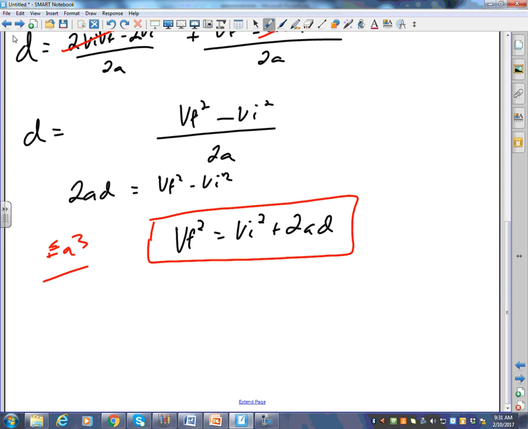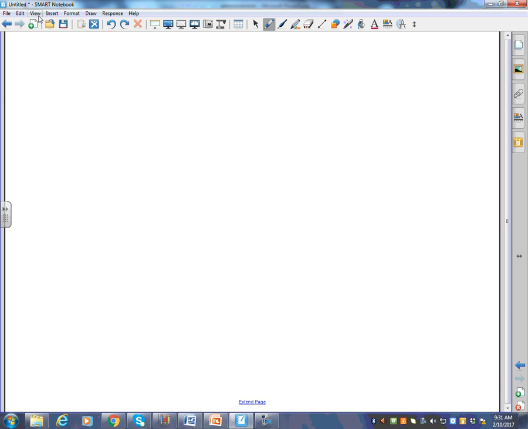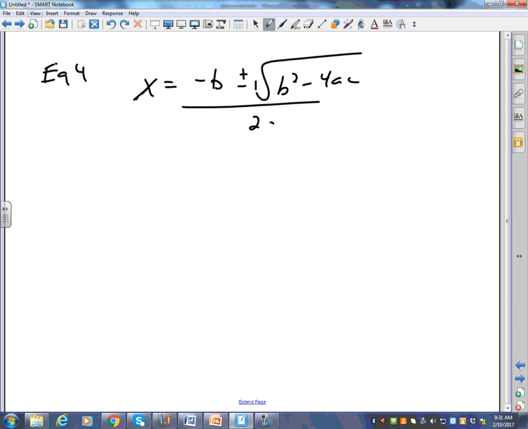Now, I hate to tell you this, but there's a fourth equation. But this one I am not going to derive. You can put this on the bottom of that sheet if you want. If you've got space, you don't need to start a new one. I'm just going to give it to you. Do you remember equation number 4? It starts with x equals minus b plus or minus the square root of b squared minus 4ac all over 2a. You remember that one?